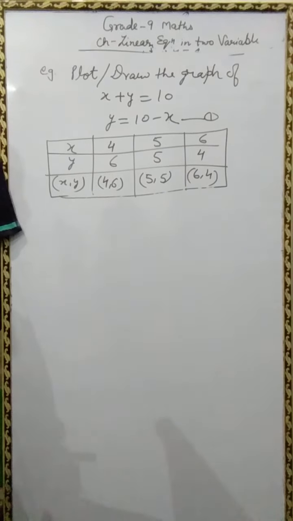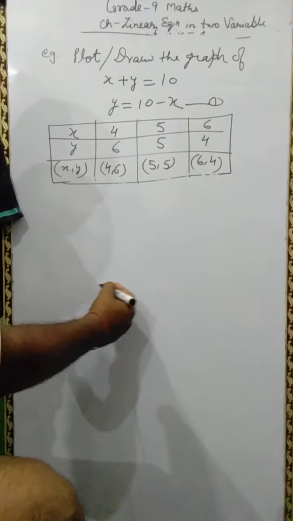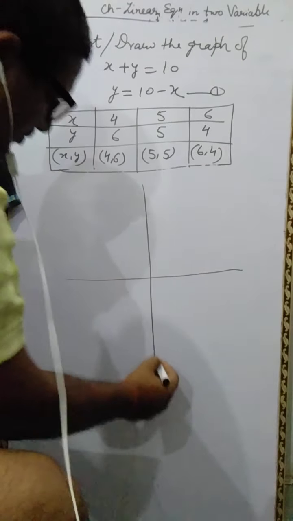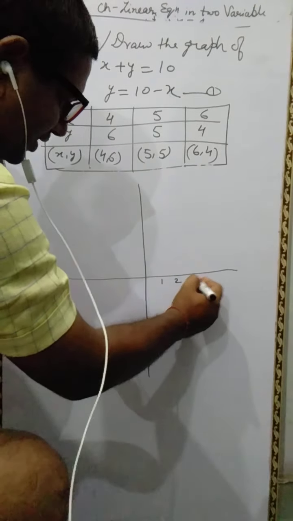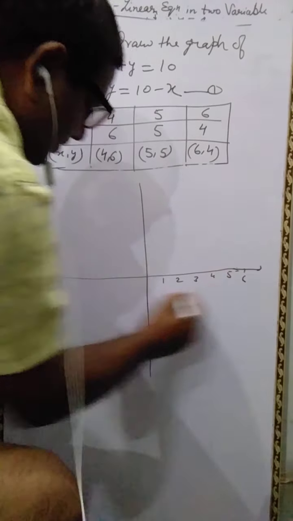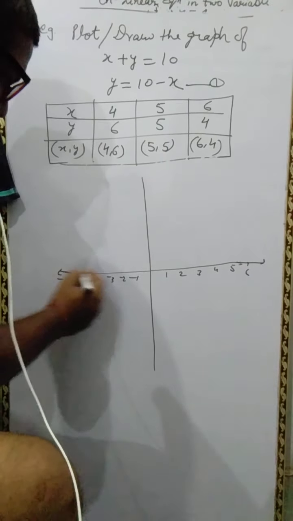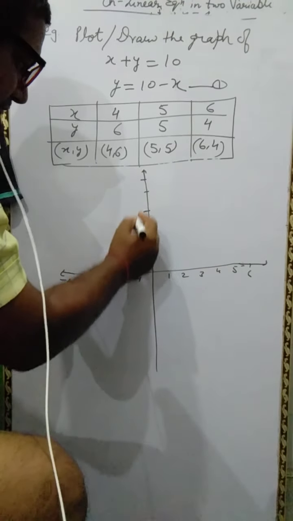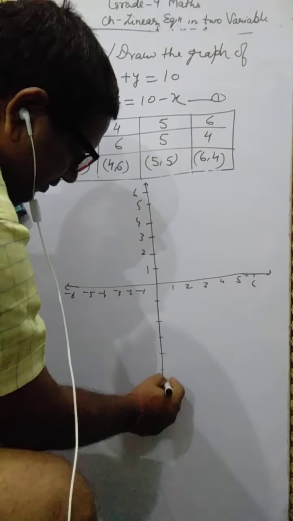So please, I think you have to pay attention. Dear, let's plot these points. The calculation part is done. Now I don't have graph paper, so I would like to plot on the whiteboard by taking the points 1 2 3 4 5, take one more point 6, then -1 -2 -3 -4 -5 -6, and on the other axis 1 2 3 4 5 6.